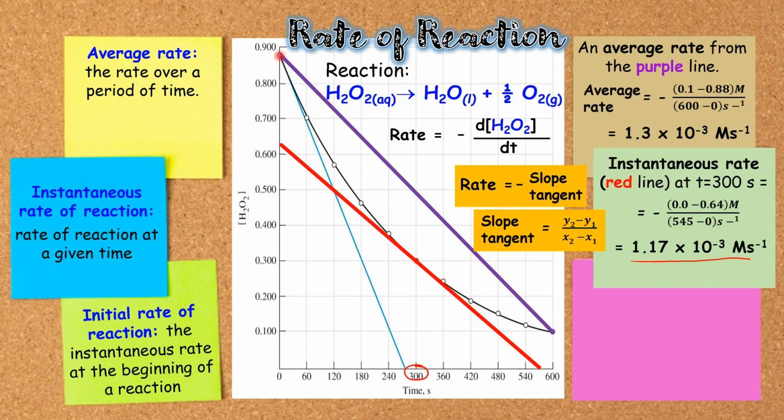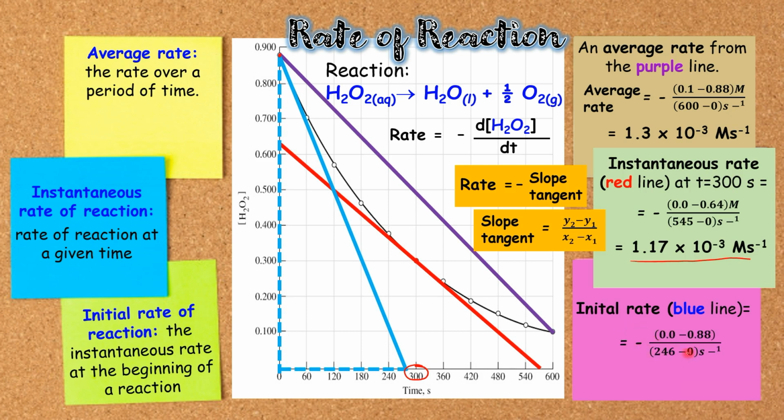Start from the initial concentration here, so draw a line. Next, draw a tangent and find the slope of the tangent. So the initial rate for this reaction is 3.57 times 10 to the power of negative 3 molar per second.